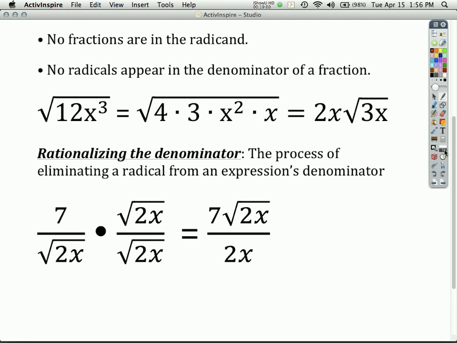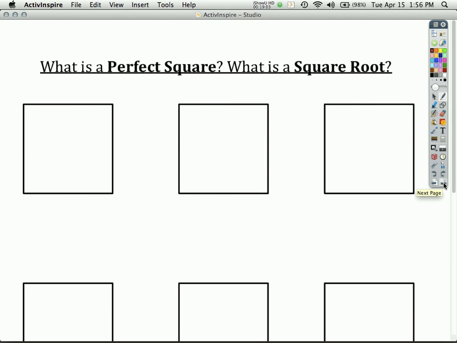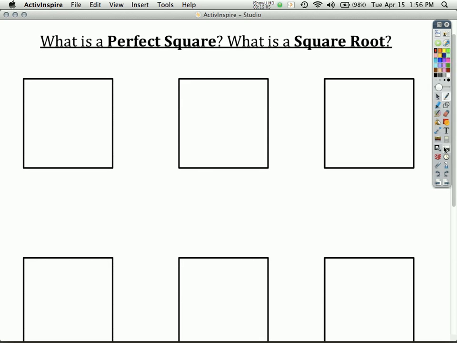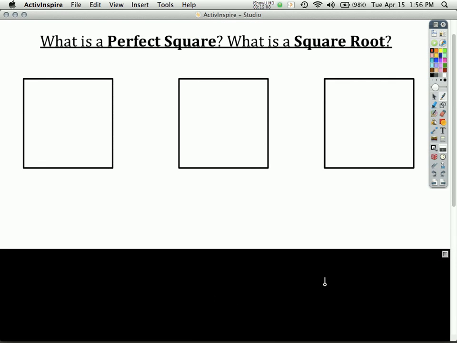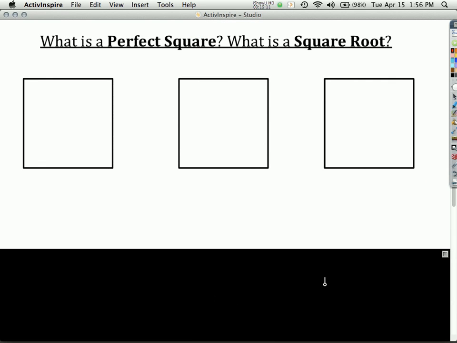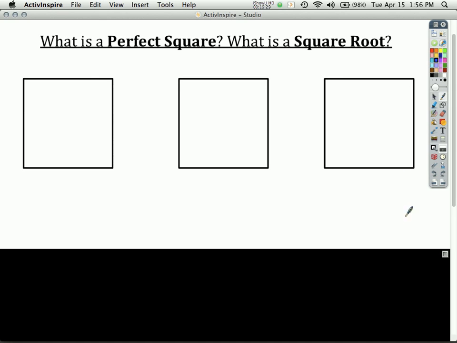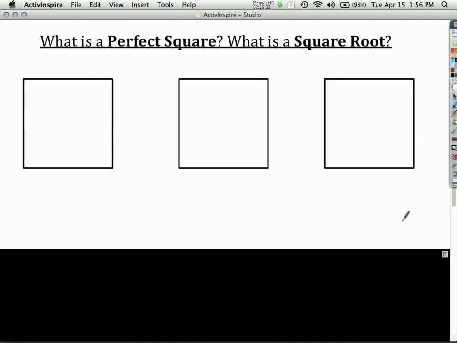I have to start by going back to this. What is a perfect square and what is a square root? We're going to explore this in a particular way. Don't draw all the squares. Just draw one of them. Draw it big enough to write something inside of it. A number or a letter. So the question is, what is a perfect square? And then the second question is, what is a square root? We're going to answer both of them at the same time.